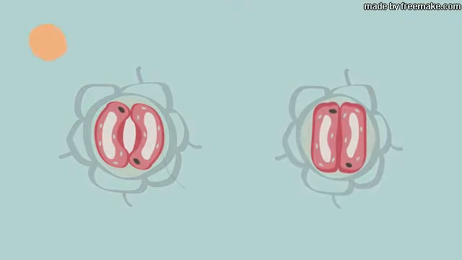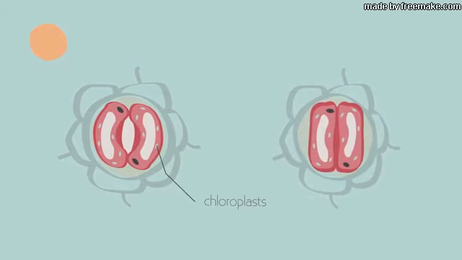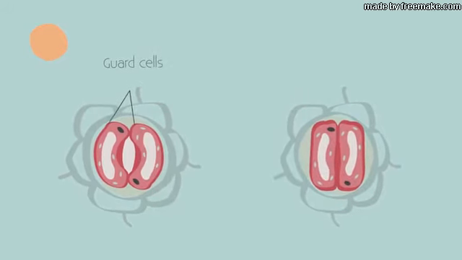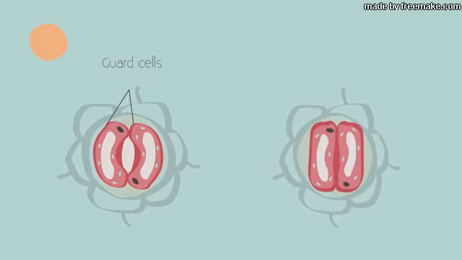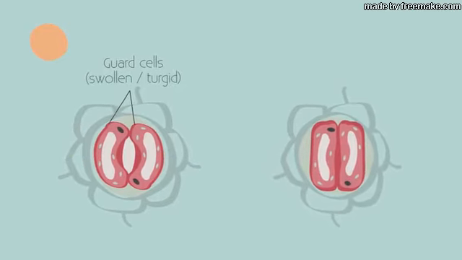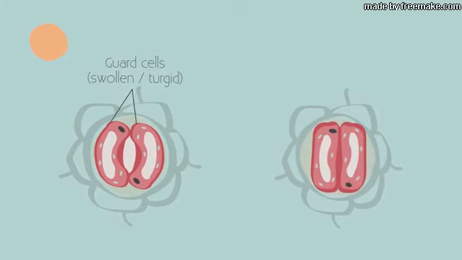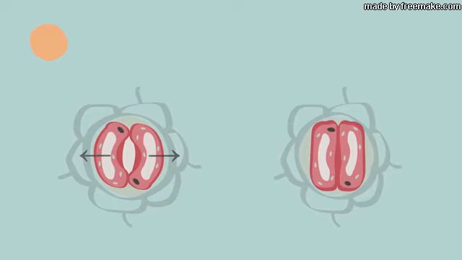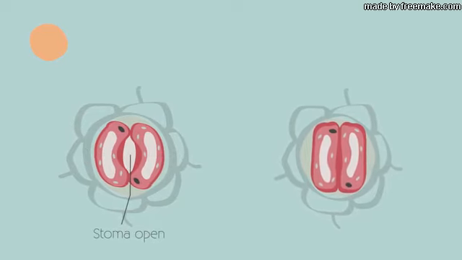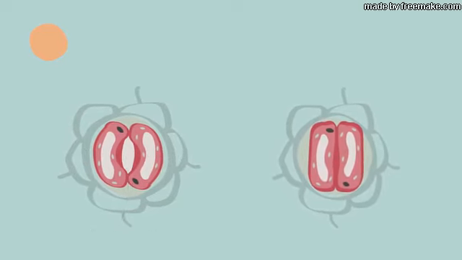During daylight hours, chloroplasts produce sugar. This lowers the water potential of the guard cells, and they take in water by osmosis. This makes the guard cells turgid. Because the guard cells have a different cell wall thickness, when turgid, they bend more on the outside into sausage shapes. This opens the stomata, or the pore. Water can then be lost.